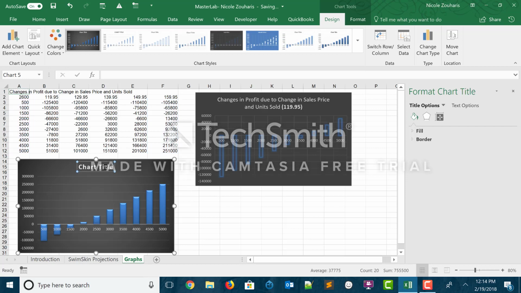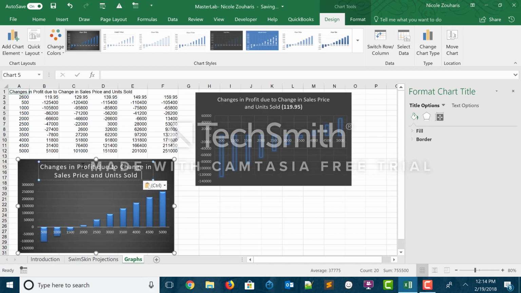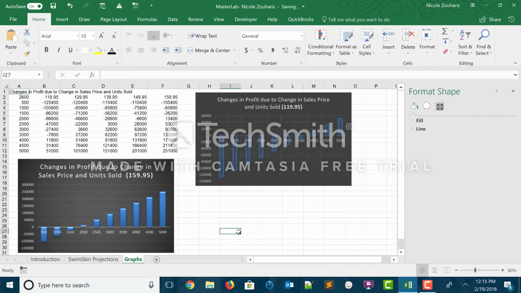I'm going to go into the title. I still have that title on my clipboard, so I'm just pressing Control V. And then enter 159.95. And there you have it. We have two graphs and a two variable data table right here.